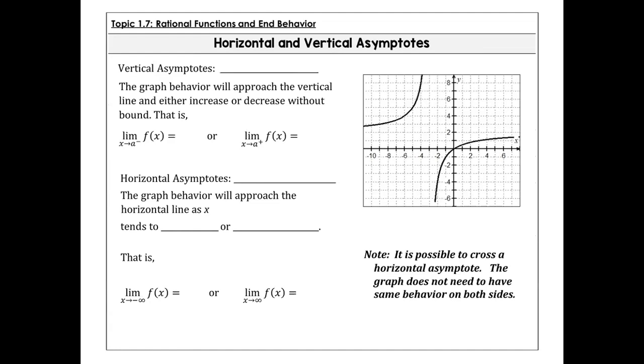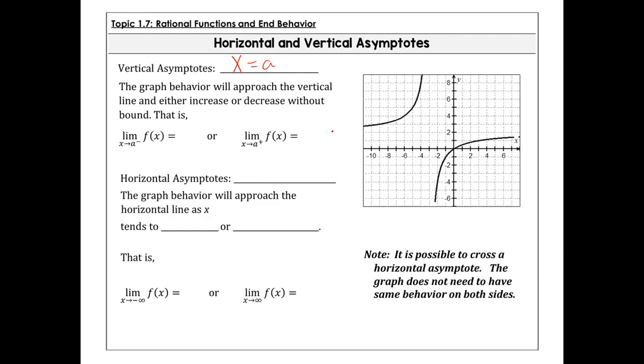Your vertical asymptote. In the past, we learned that our vertical asymptote is what? It's a domain restriction. It's a restriction on our function, right? A discontinuity, right? It's that imaginary boundary that exists. Vertical asymptotes are defined as X equals a number, right? X equals A. Some unknown number is what we're going to define it as. The graph behavior will approach the vertical line and either increase or decrease without bound, okay? So when we're saying without bound, it's saying that it's either going to forever go up or forever go down.